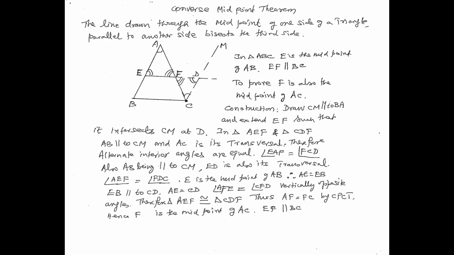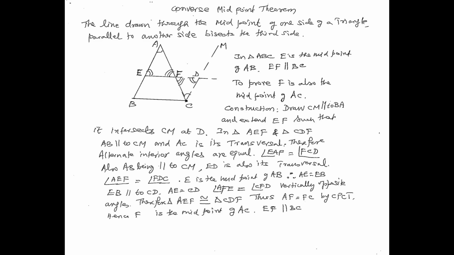In triangle AEF and triangle CDF, AB is parallel to CM and AC is its transversal. Therefore, alternate interior angles are equal. Angle EAF is equal to angle FCD. Also, AB being parallel to CM, ED is also its transversal. Therefore, angle AEF is equal to angle FDC.